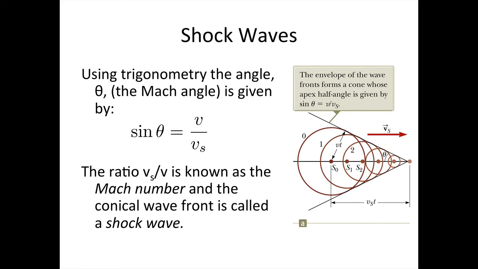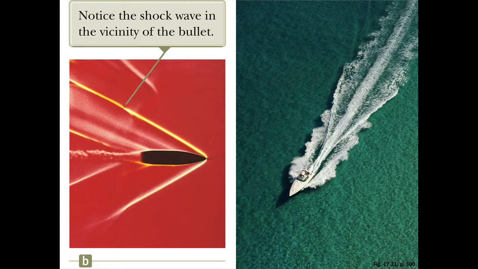Now you may be surprised to know, but you've probably actually seen shock waves before. When a boat goes faster than the speed that the waves travel through the water, you get a shock wave. So with this fast boat here, this speedboat, you can see the shock wave behind it. This photo here shows a bullet, and you can see the shock waves generated in the air as the bullet is going faster than the speed of sound in air.